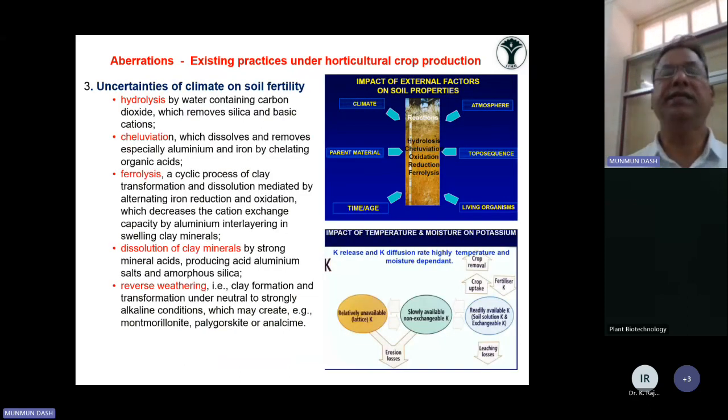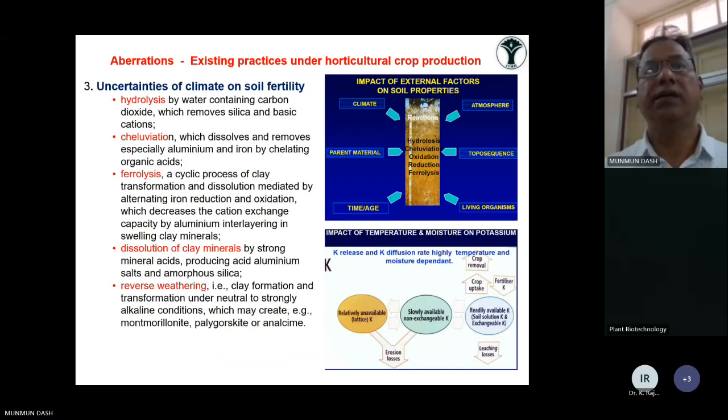And another aspect is the uncertainty of the climate. Uncertainty of the climate is also a main component where soil health has to be brought under management. Several processes like hydration, illuviation, ferrolysis, dilution of clay minerals, weathering or reverse weathering, all happen with climate uncertainty or climate change. And this has also not been considered because of intensive cultivation, continuous cropping systems and continuous tillage systems.